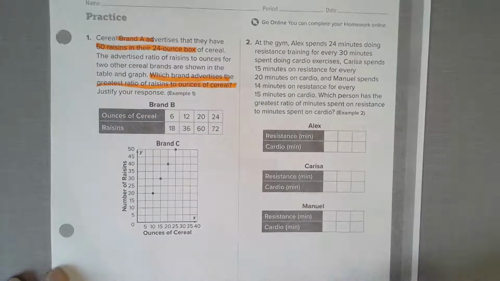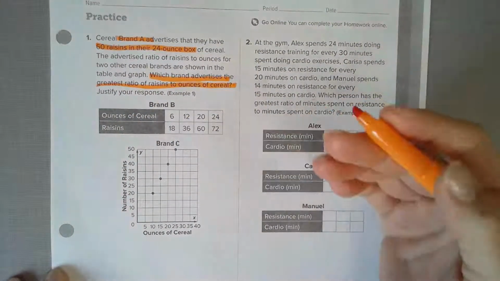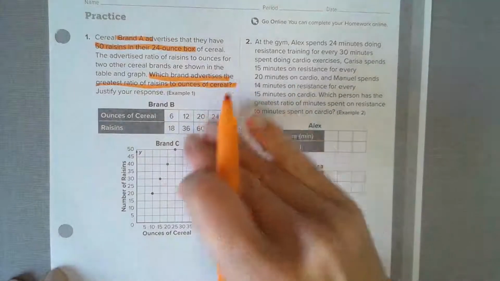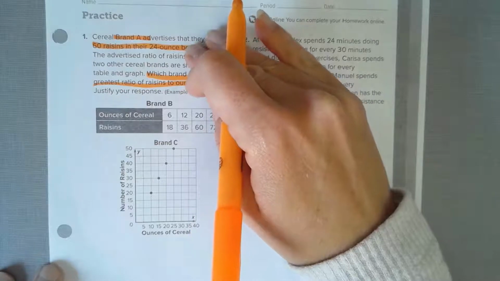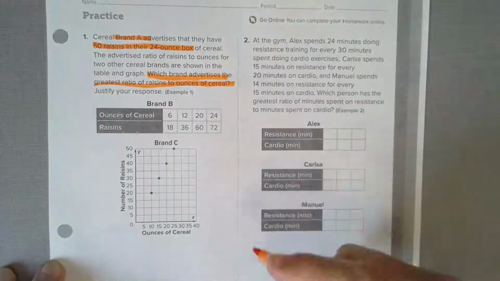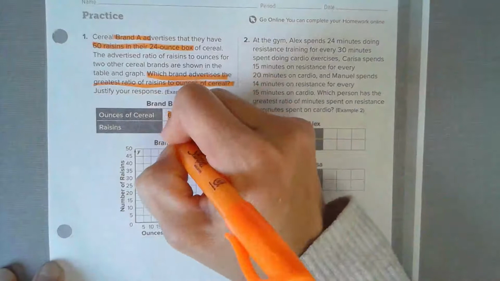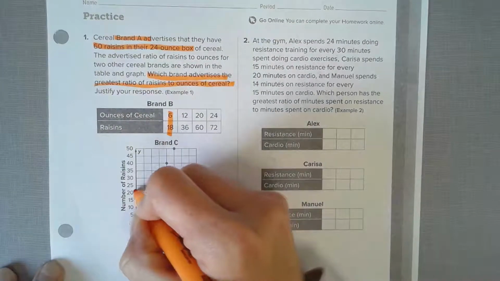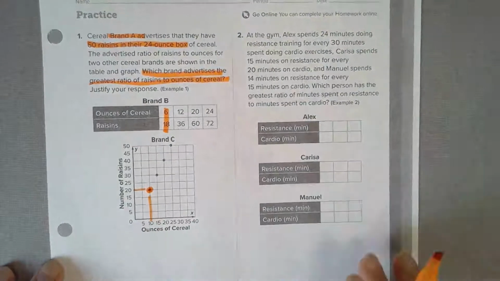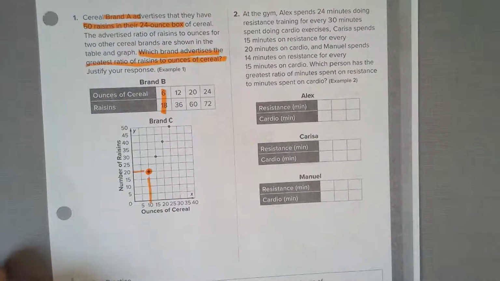Justify your response. Well, one thing that I like to do when I'm trying to compare three different things is make them all look alike. So the first thing I'm going to do is take all of their starting numbers, simplify them off to the side, and then I'll make a little table.